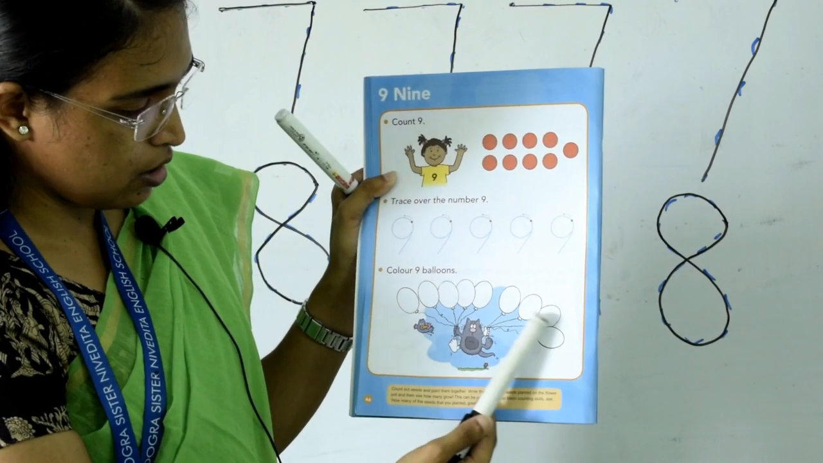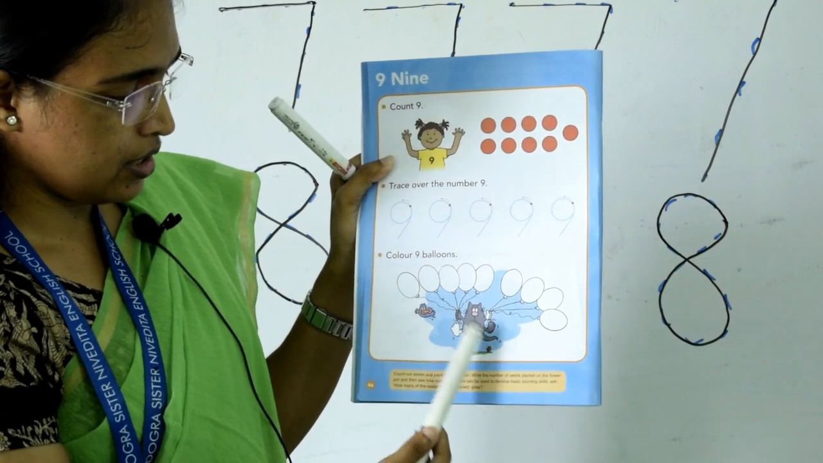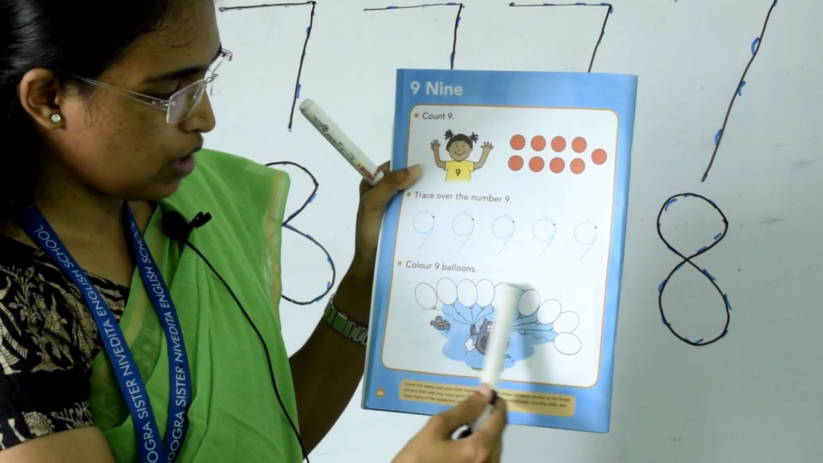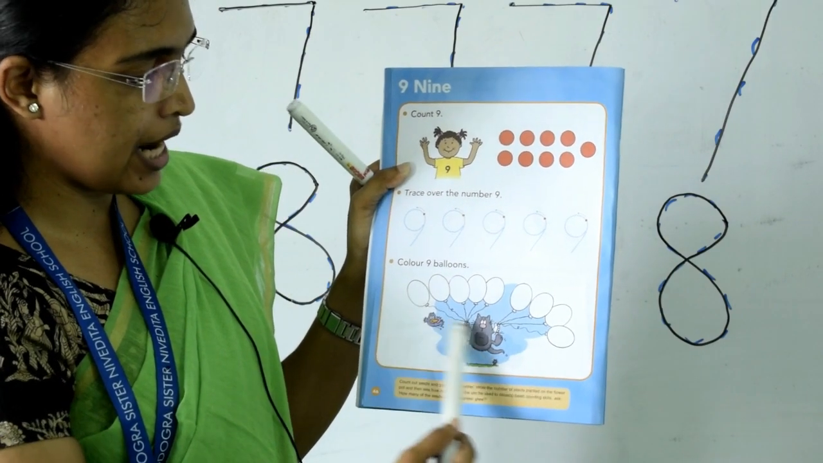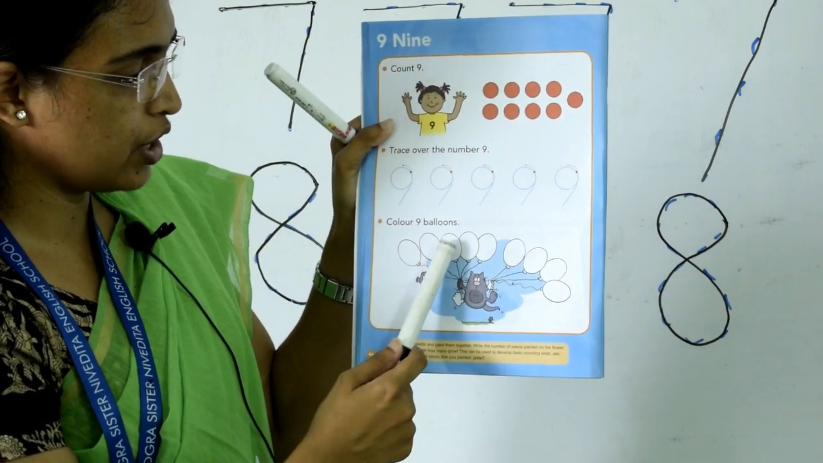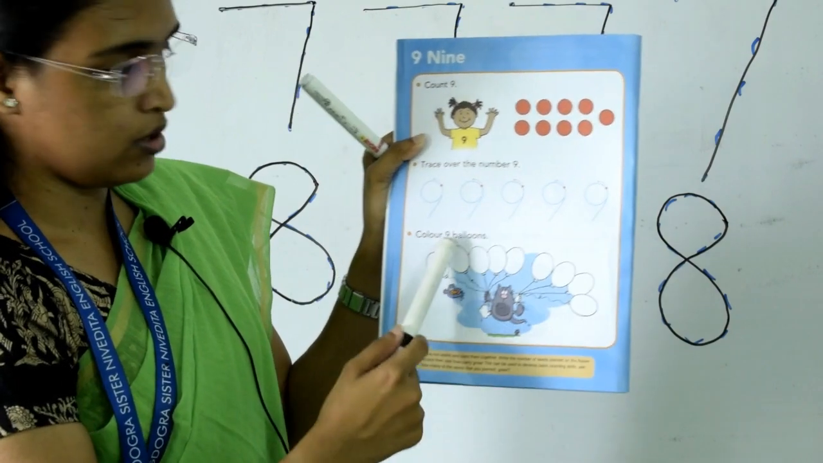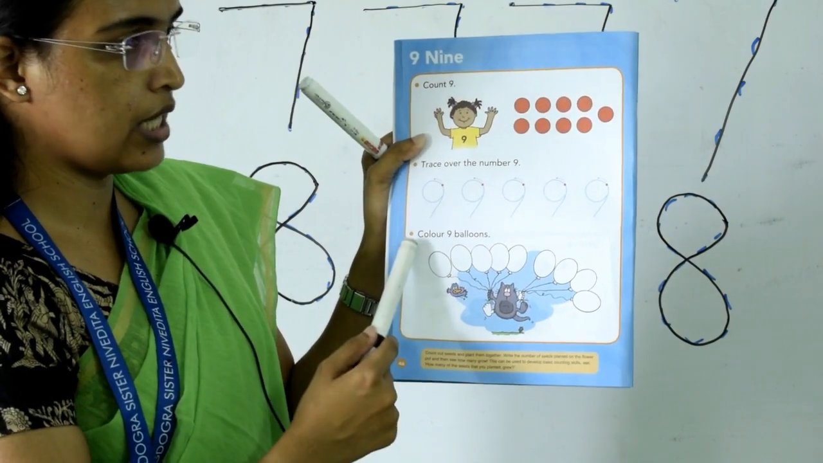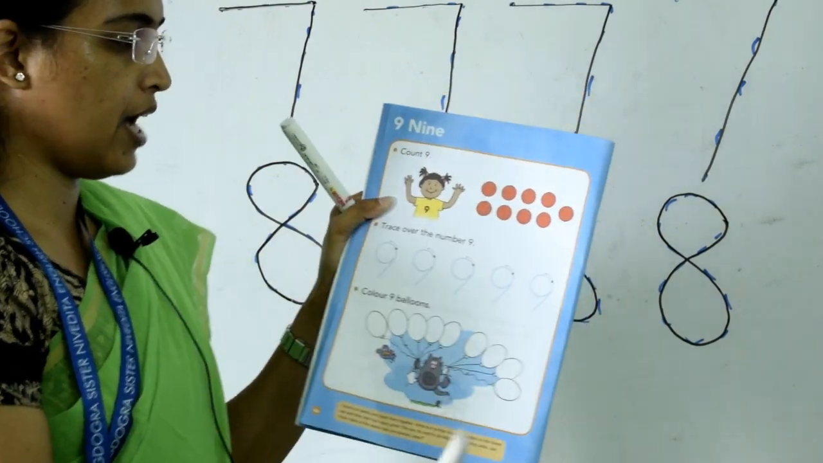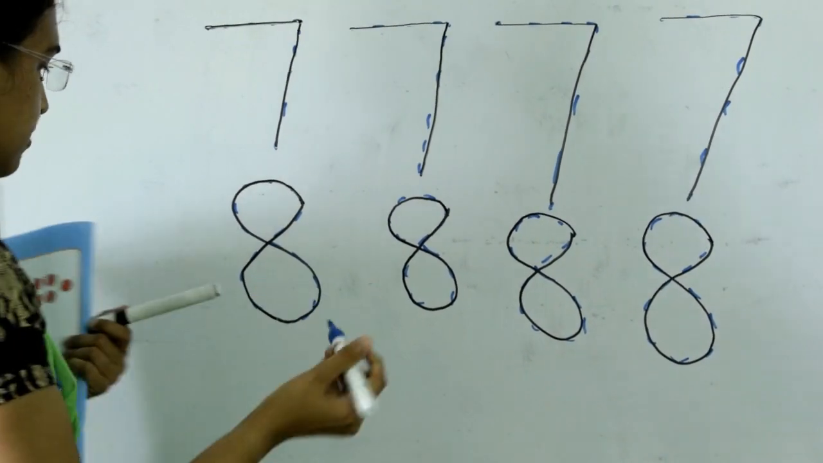Can you see there are lots of balloons in the hands of this cat, right? So you have to color all the 9 balloons. Okay, how many balloons? Well, let's count first. 1 2 3 4 5 6 7 8 9. There are 9 balloons. Okay, but before that you have to trace this number 9, and for this I will show you how you will trace the number 9.